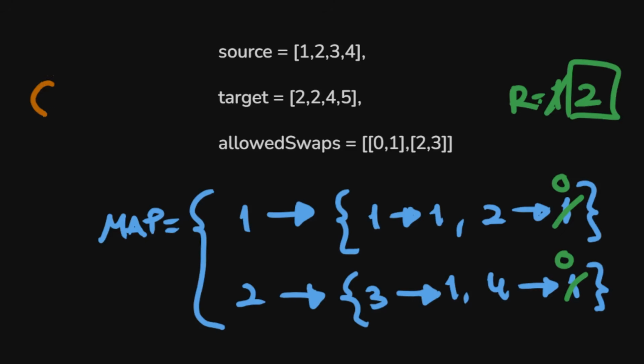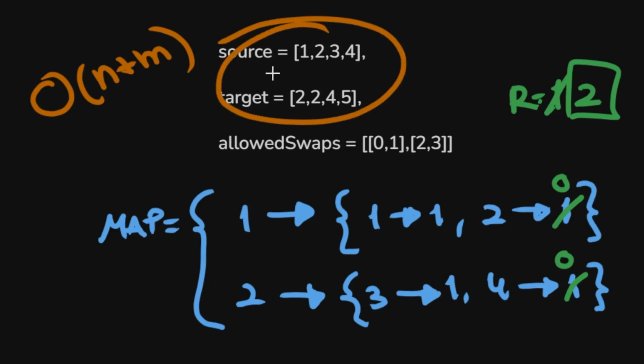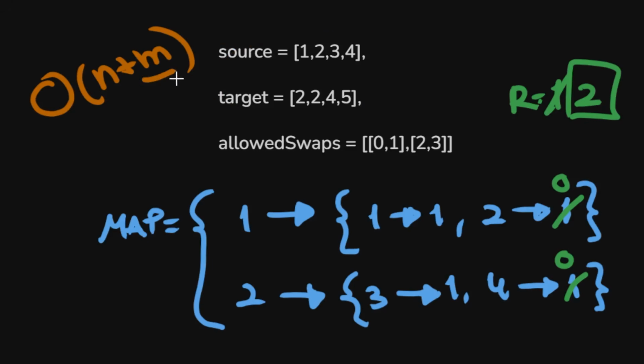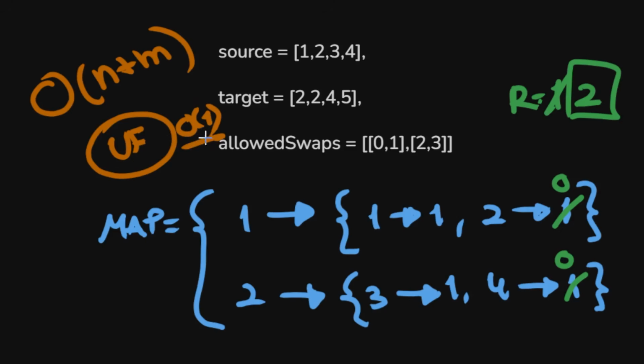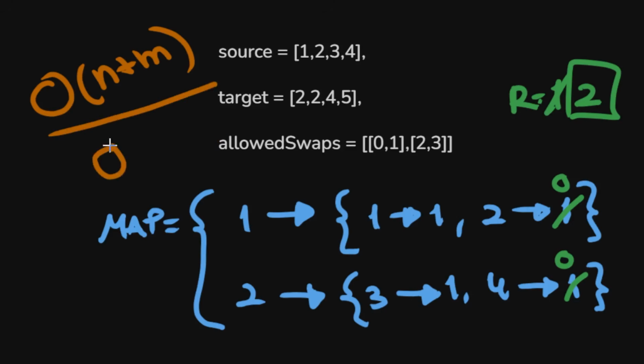Time complexity for this approach is roughly big O of n plus m, because n is the length of these two arrays, source and target, and m is the length of allowed swaps. We have to iterate this in order to run our union find. And operations in union find require roughly big O of 1 time complexity. They are very fast.